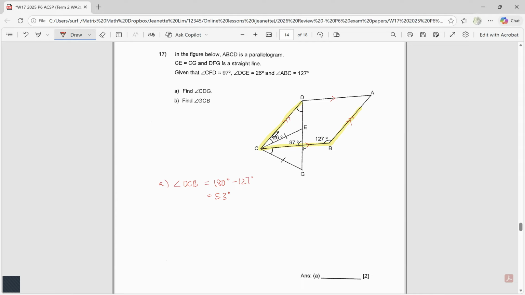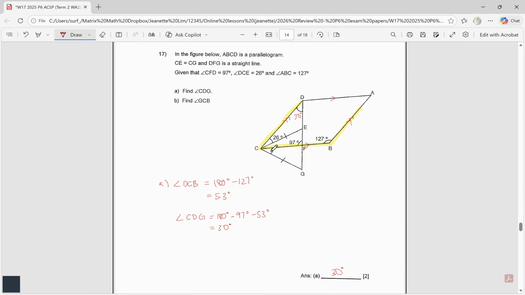Now 53 is DCB, and this is 97. So to find this, 180 minus the two angles in the corner. So C, D, G, 180 minus 97 and 53. Which is 30 degrees. Okay, so we have this 30 degrees. Answer for part A. For part B, find GCB. Where is GCB? Okay, this angle over here.